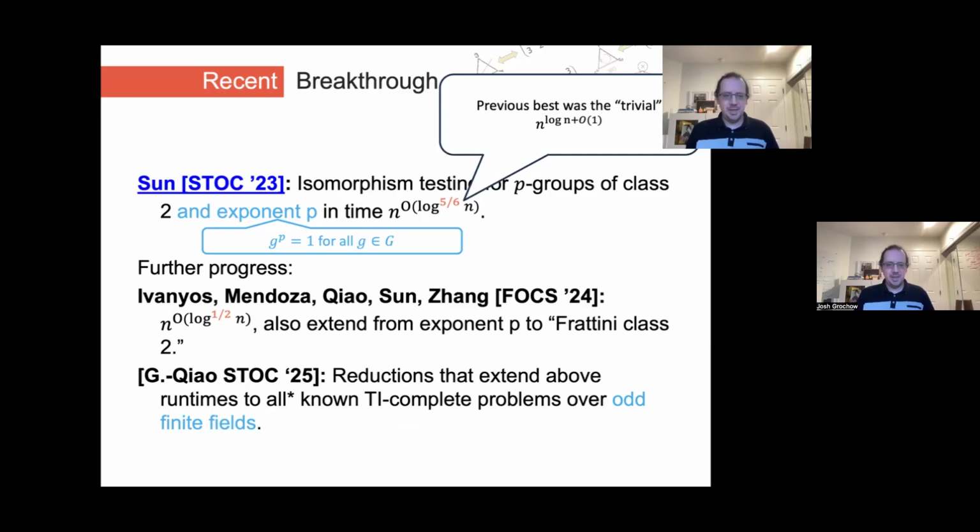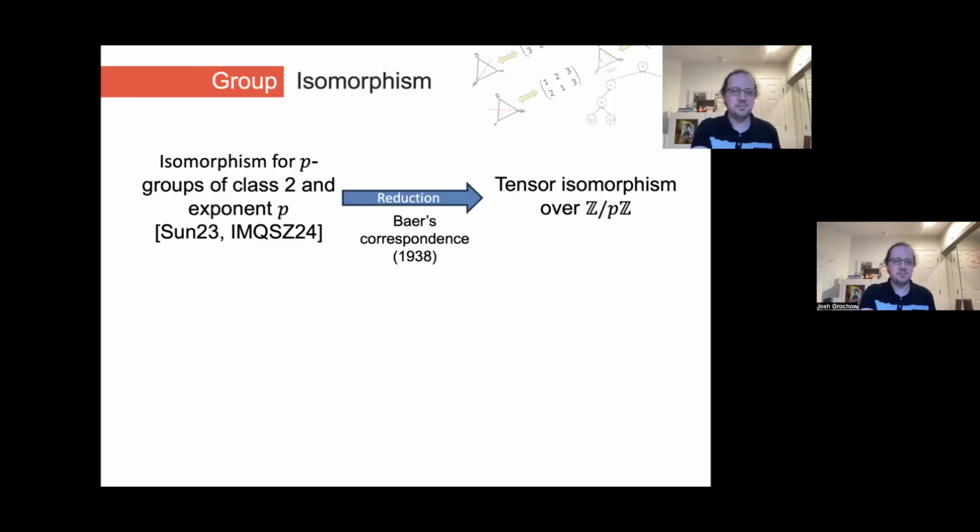Okay. And then again, in the companion paper to this one, the tensor isomorphism paper in this year's STOC, we give reductions that extend these above runtimes to essentially all other known TI-complete problems over odd finite fields. I should have said here, actually, for all of these, p is odd. And I'll come back to that at the end about the difficulty there. This star here is because we actually don't know how to do this for the reduction from DTI to 3TI. But for all the other problems in that big diagram, we know how to do this.